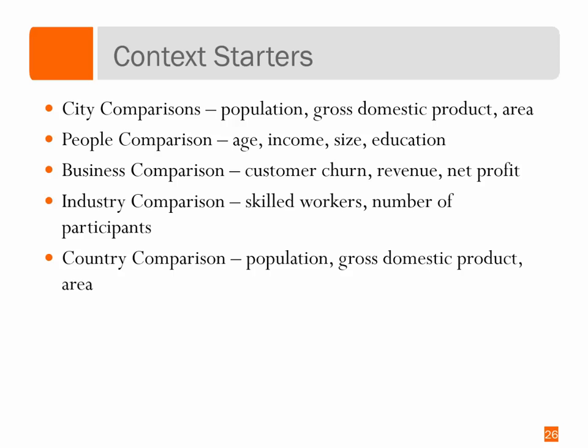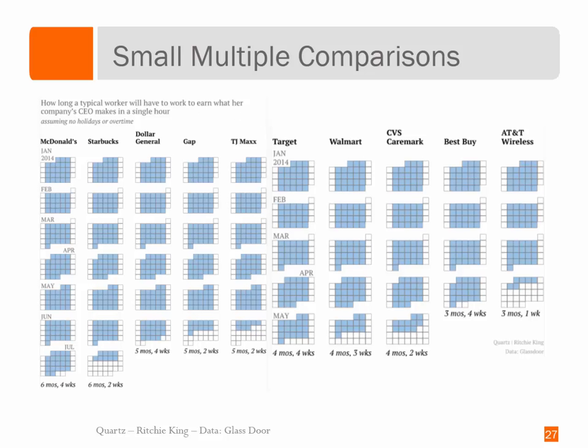So these are all presented as just context starters or ideas on how you might put together different ratios for different types of comparisons. So here we'll see an example that was provided through the Quartz online media website. The author was Richie King, and the data was provided by Glassdoor. And what this does is provide a small multiple comparison. The title is How Long a Typical Worker Will Have to Work to Earn What Her Company's CEO Makes in a Single Hour. And there's a footnote here: assuming no holidays or overtime.